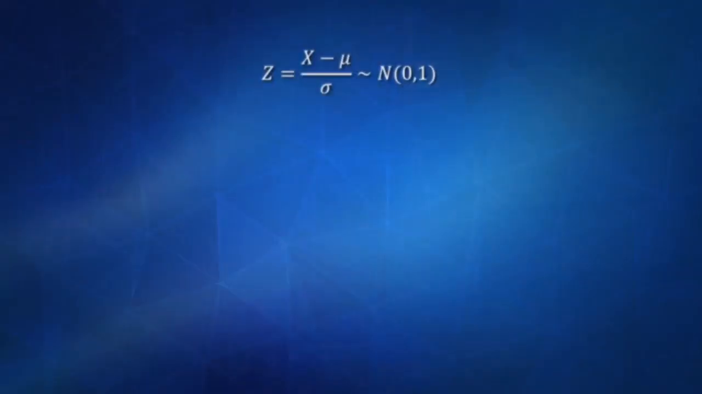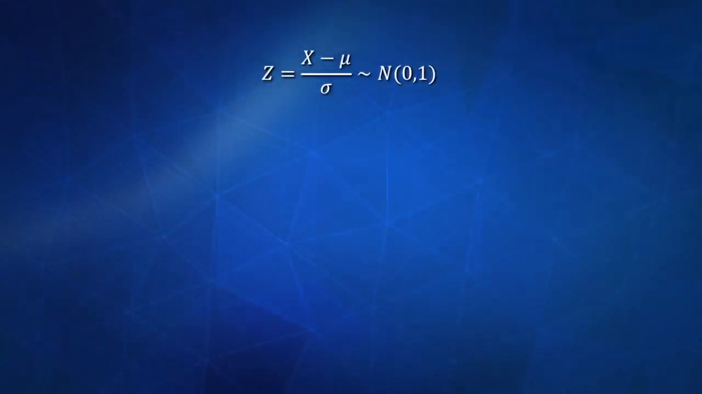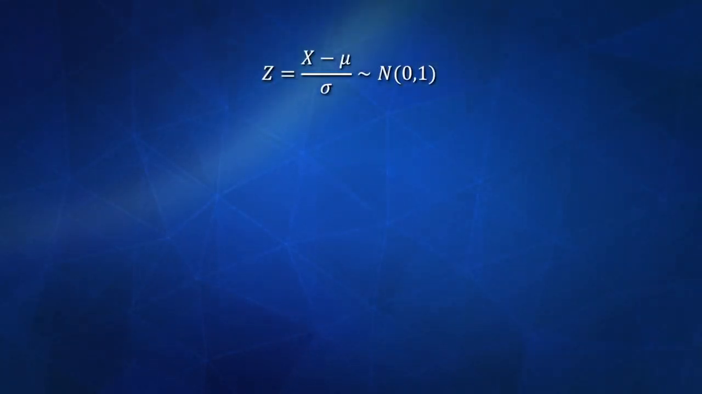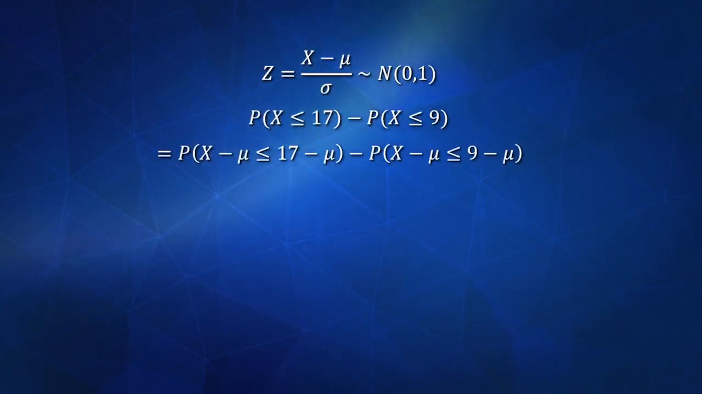Now, we can also solve this problem by standardizing x. Remember, subtracting the mean, dividing by the standard deviation. When we do that, we're always left with a standard normal distribution, centered at 0 with a variance of 1. Here's how we'd standardize that.